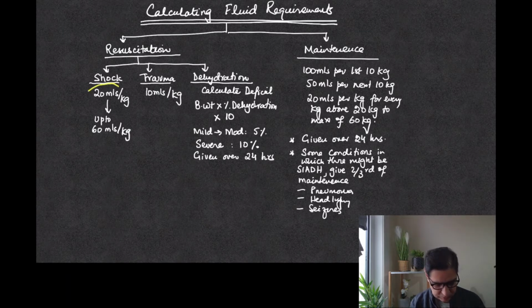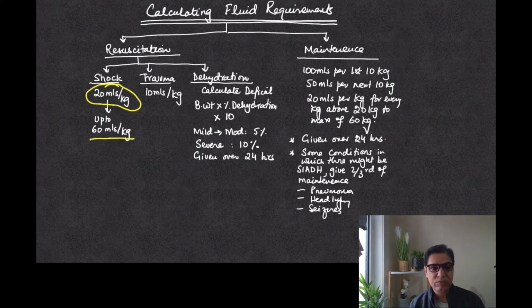And the usual starting dose is 20 mL per kg. So 20 mL per kg is what we use, and we can repeat it at least 3 times. So a total dose of 60 mL per kg can be given.